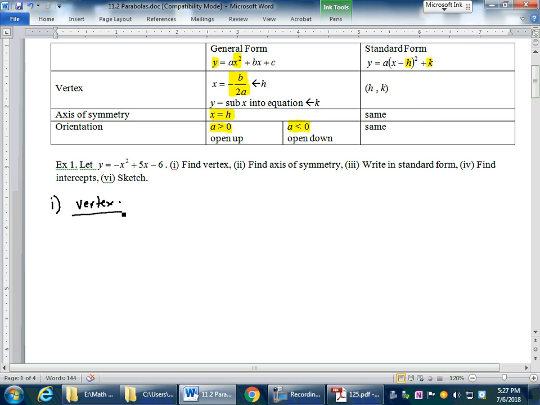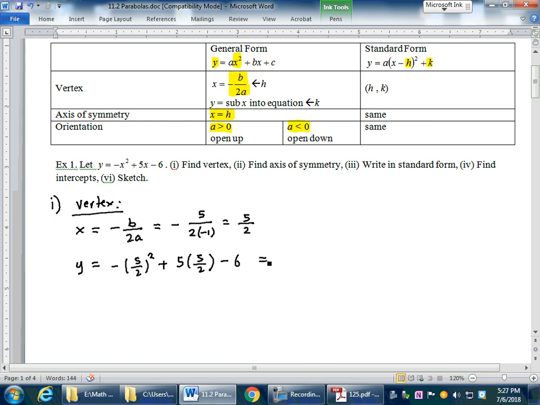So to find the x coordinate of the vertex, we use the formula negative b over 2a. In this case, my b is 5, so negative b is negative 5. 2 times my a, which is negative 1, so therefore I will get 5 over 2. To get the y value, all I have to do is substitute this 5 over 2 into the equation. So that means negative 5 over 2 squared plus 5 times 5 over 2 and then minus 6. You can use a calculator to compute this to make it fast.